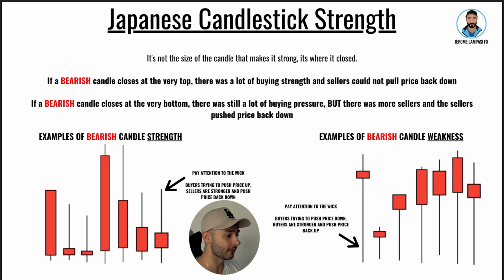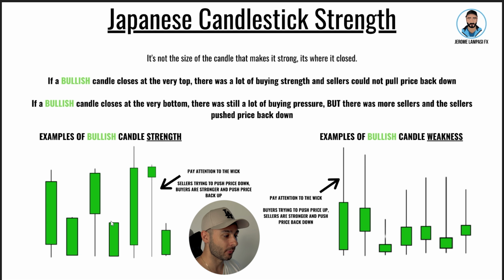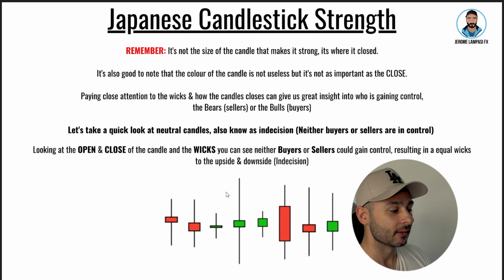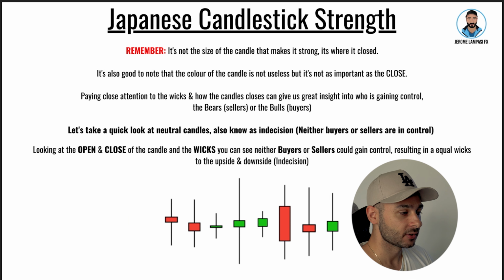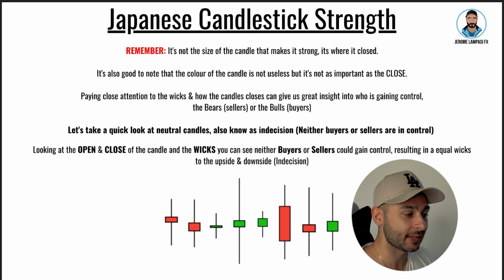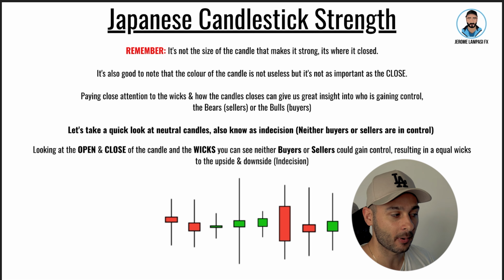Now let's look at some examples of neutral candles. We know we have bullish candles with big bodies, big wicks and all that in between. Let's look at some neutral candles. It's always good to note the color of the candle. It is not useless, but it's not as important as where it's closing. Paying close attention to the wicks and how the candle closes can give us great insight into who is gaining control, the bears, sellers, or the bulls, the buyers.